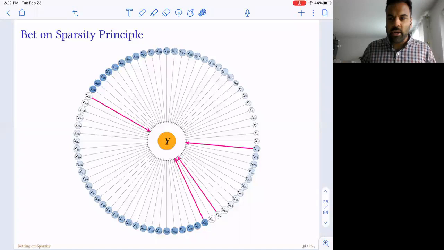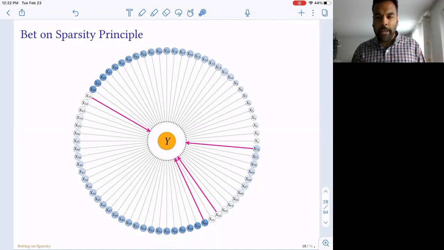Again, this is an assumption. We don't know the truth, of course, but this is what the bet on sparsity principle is, and the motivation for a lot of the so-called variable selection methods in high dimensional data.